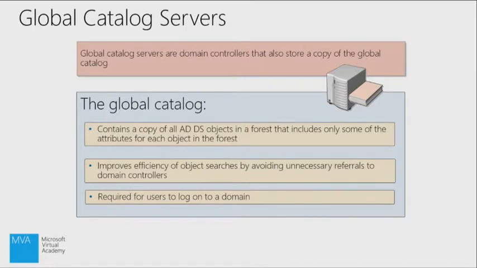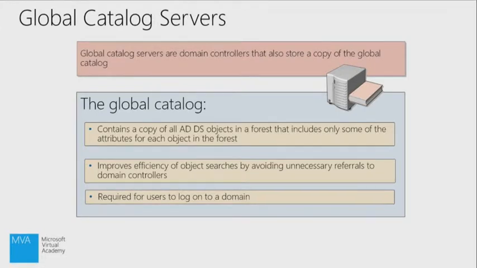Our next physical component, global catalog servers. Global catalog servers are domain controllers that also store a copy of the global catalog. The global catalog is a copy of all of the objects in Active Directory and a subset of the attributes of those objects. Where this gets to be specific, and where a global catalog is different than a domain controller, is in this first option: it contains a copy of all ADDS objects in a forest. We're going to cover forests in just a minute so that you'll learn a little bit more about why a global catalog is different than a domain controller.